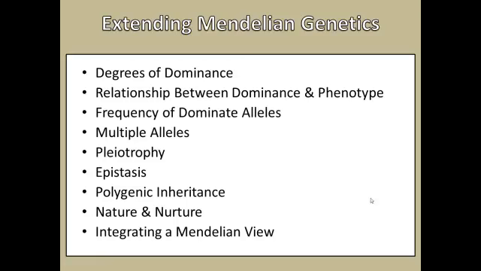In this topic, we will be looking at inheritance programs that are more complicated than those seen in garden peas. We will be looking at degrees of dominance, the relationship between dominance and phenotype, the frequency of dominant alleles, multiple alleles, pleiotropy, epistasis, polygenetic inheritance, nature-nurture, and integrating a Mendelian view.